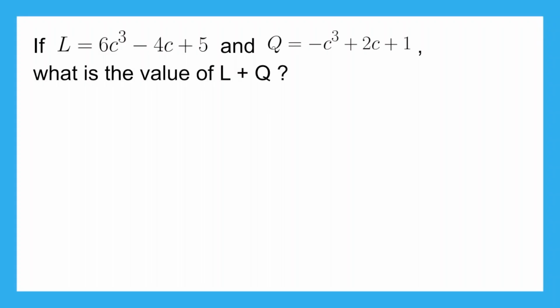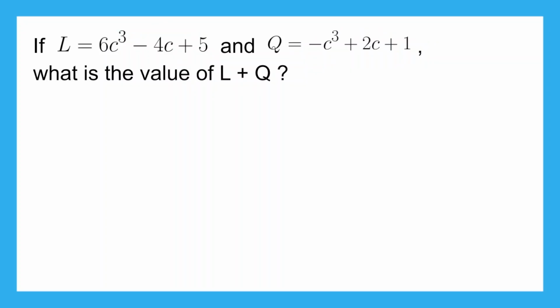So we are told if L is equal to 6c cubed minus 4c plus 5 and Q is equal to negative c cubed plus 2c plus 1, what is the value of L plus Q? Well, we know already what is L, and we know already what is Q, so we just need to add those two polynomials, and we will be at our answer.